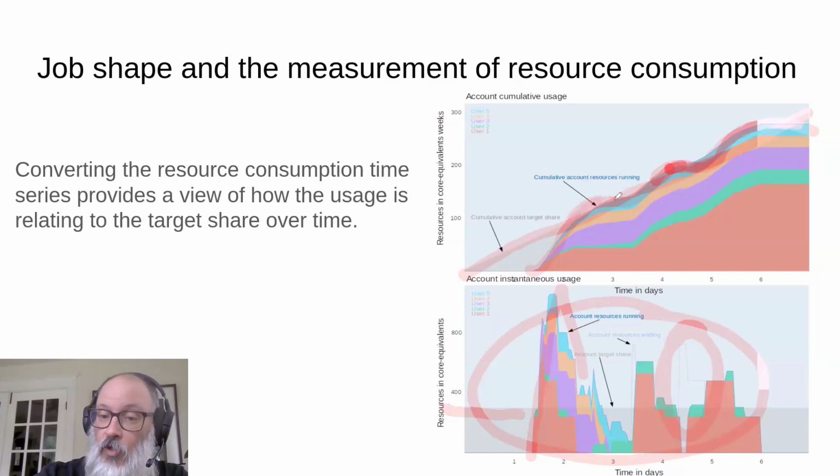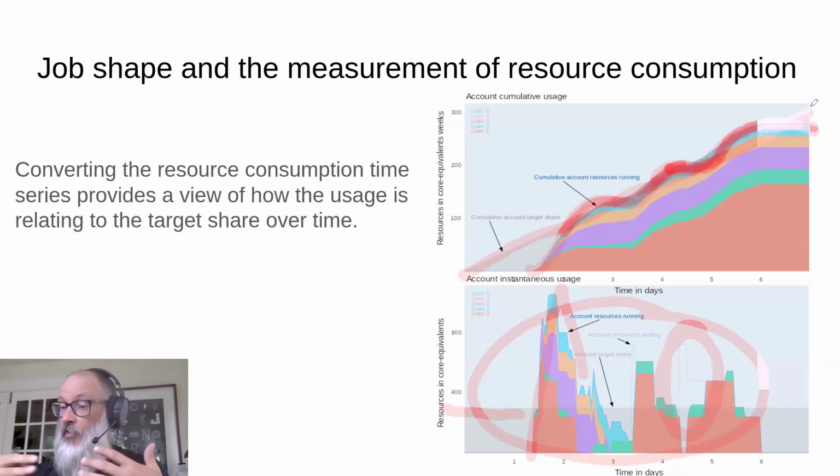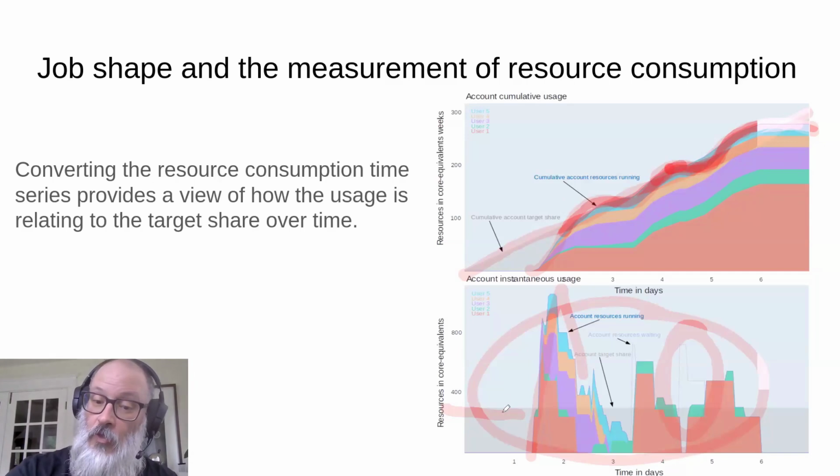And this is the sort of oscillation that we would expect to see in the cumulative sum, as the scheduler is trying to maintain that target throughput. Now you can also see, because this account was idle for a while, the scheduler actually allowed it to catch up to its cumulative target share.